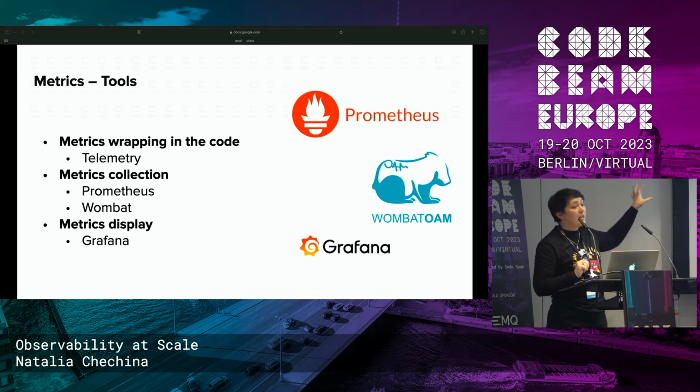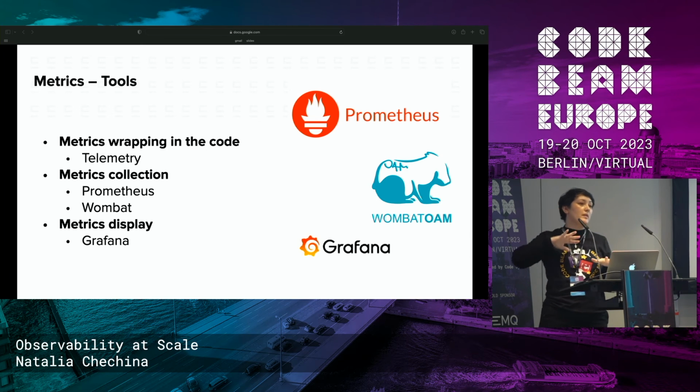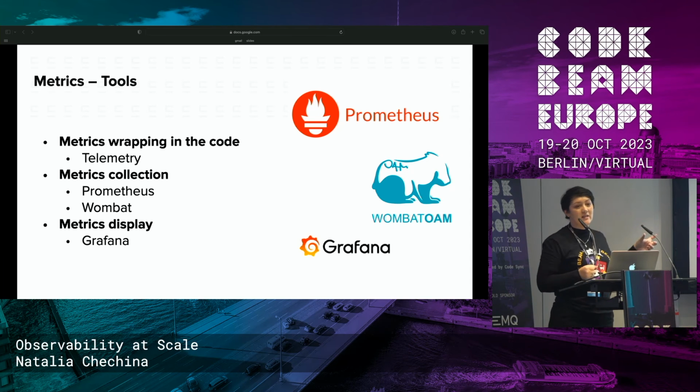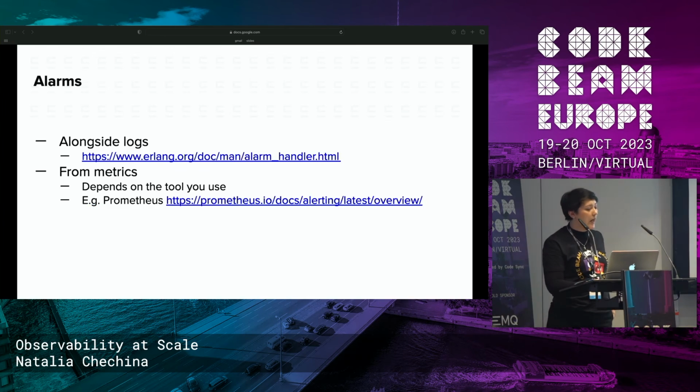Then we have metric collection tools, and this can be Prometheus or Wombat. Wombat has a lot of things. It's developed by Erlang Solutions. Lots of the wisdom of the company, and Francesca in particular, goes into the tool. So if you're interested to hear how it works and everything, speak to the guys at the stand, they're there. And then metrics display, right? That's Grafana, or any other tool. These are just examples of what you should expect there. So we have counters, gauges, histograms. This is essentially what we need to put our system in place.